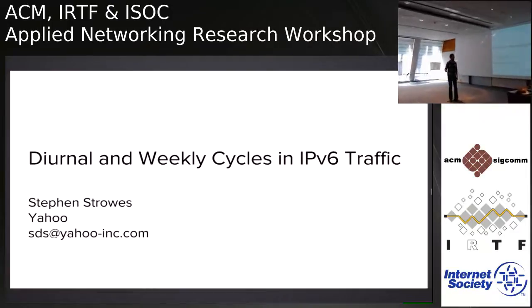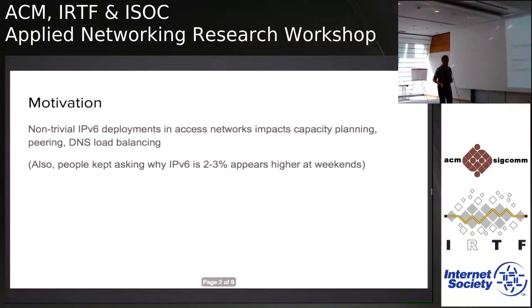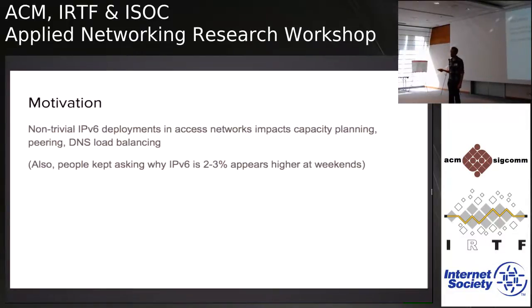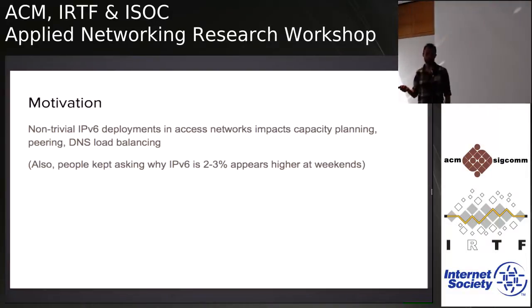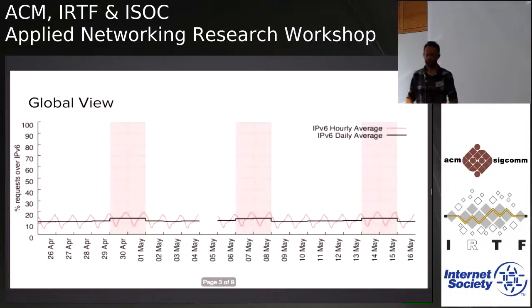So I'm Stephen, I'm at Yahoo, and we have a lot of IPv6 traffic, and we measure that IPv6 traffic because it's now significant enough that it plays into a lot of things like capacity planning, where we do peering, how we do peering, and we pay attention to things like what our DNS load balancing is doing, because sometimes that can be pretty terrible. I put the two-pager together largely because people kept asking, when you look at the v6 deployment trends graphs, why does it look like there is more v6 at weekends versus weekdays?